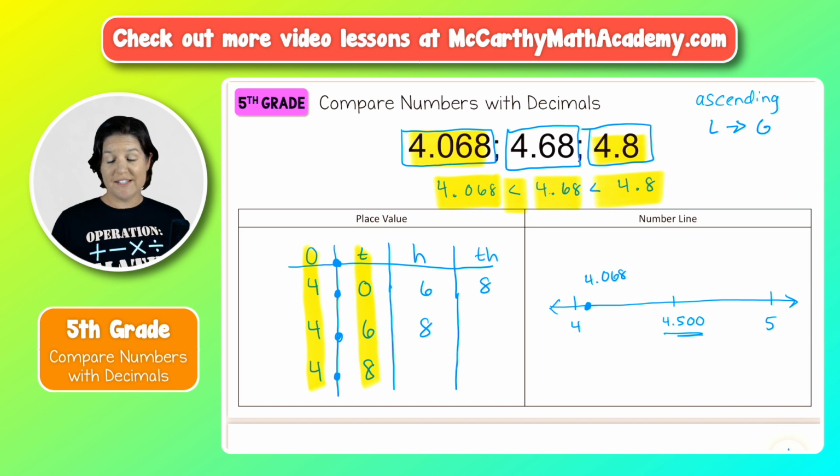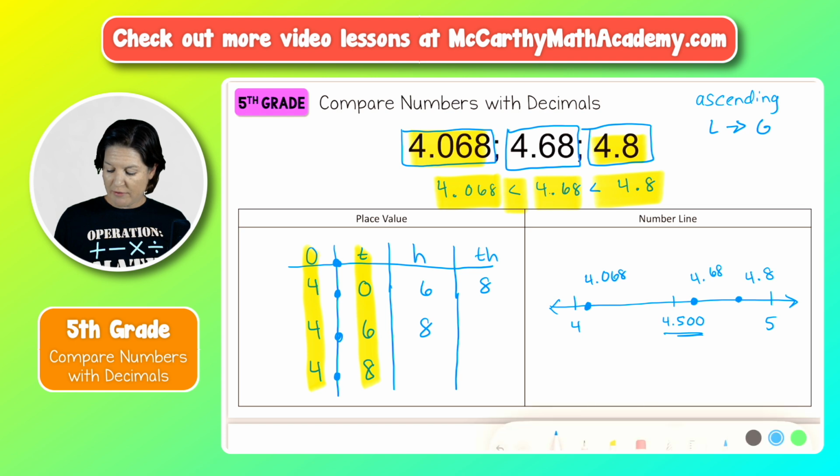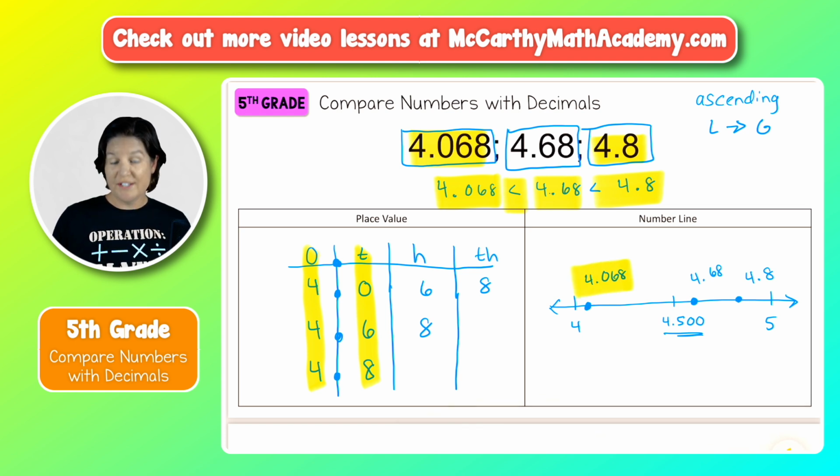So 4 and 68 thousandths could be right about there. Next we have 4 and 68 hundredths. So 4 and 68 hundredths would be a little bit greater than 4 and 50 hundredths, so maybe about right here. And finally we have 4 and 8 tenths, which is greater than 4 and 5 tenths, so it's going to be maybe right about there. Okay, so now we can visually see that 4 and 68 thousandths is less than 4 and 68 hundredths, which is less than 4 and 8 tenths.